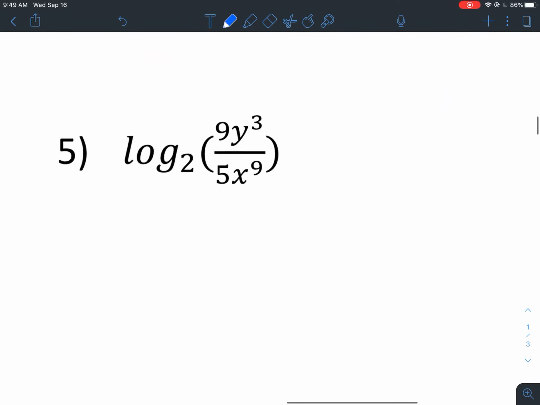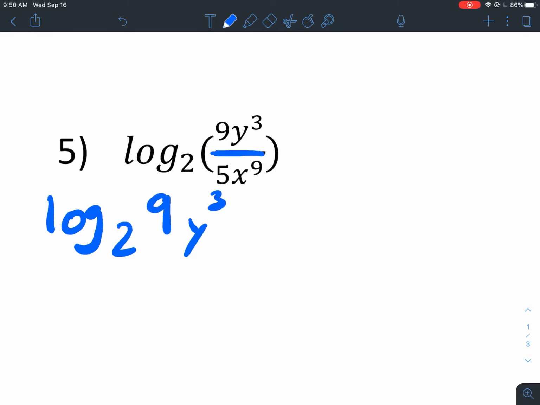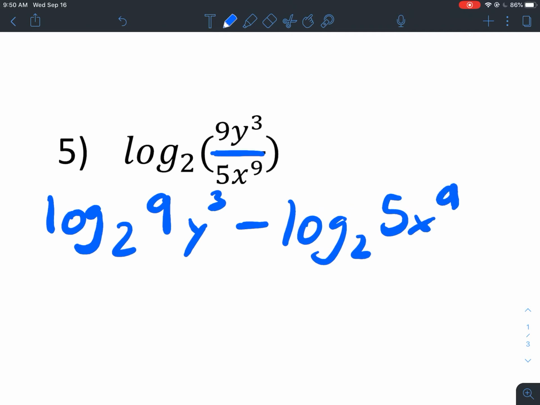All right, then the last one. This one's tricky. Bear with me here, okay? Let's go ahead and deal with our quotient. So we're going to do log base 2 of 9y to the 3rd minus log base 2 of 5x to the 9th, okay?